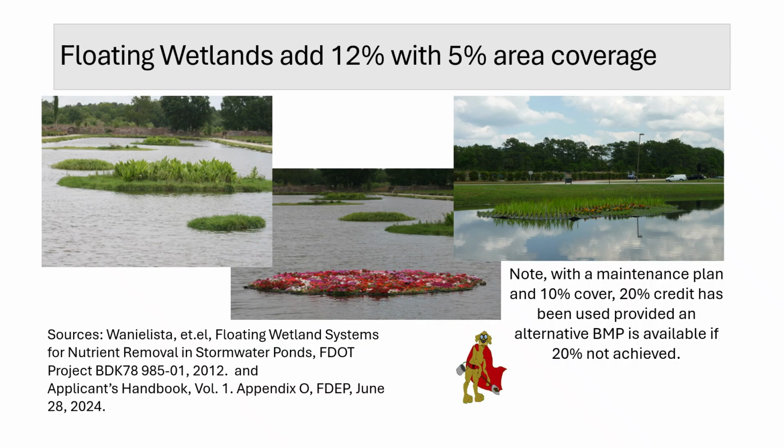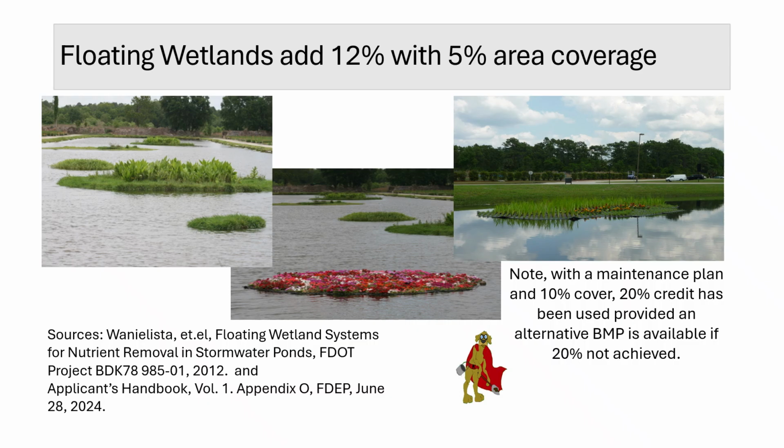Floating wetlands offer a significant benefit in improving water quality. Studies have shown that even with a modest 5% pond area coverage, these systems can provide an additional 12% reduction in pollutant concentration beyond what the pond already achieves.